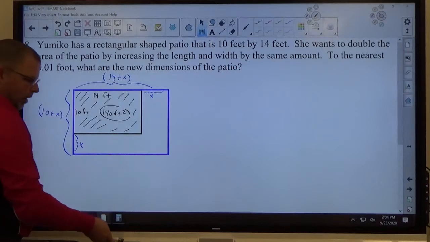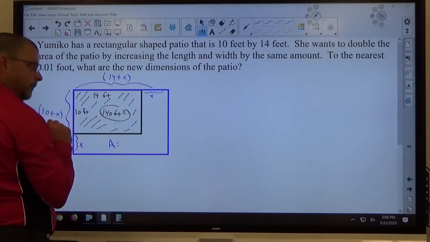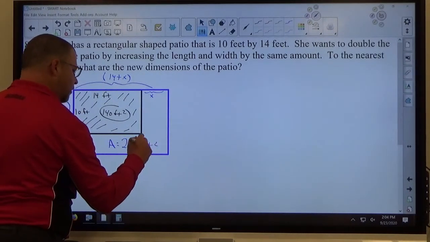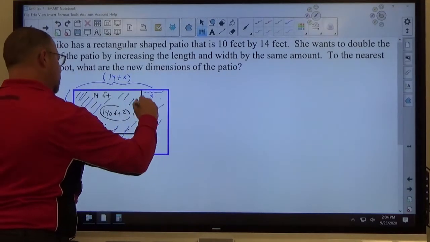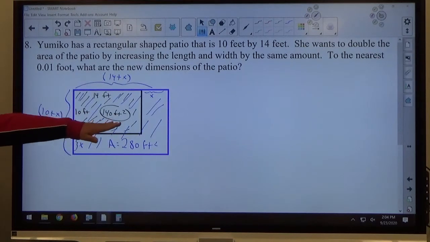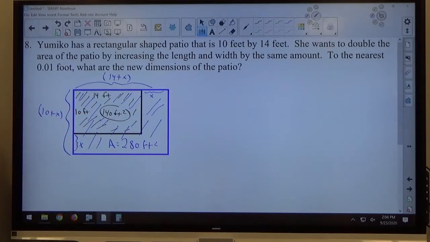If we're expanding the length by x feet and the width by x feet, creating this new blue rectangle, the new area should be what? 280 square feet. That's for the whole big blue rectangle. Wait, how'd you get that? I doubled the area. Oh, okay. So again, she said she wants to double the area. We knew what the area used to be. We're going to double it. So it's times 2.